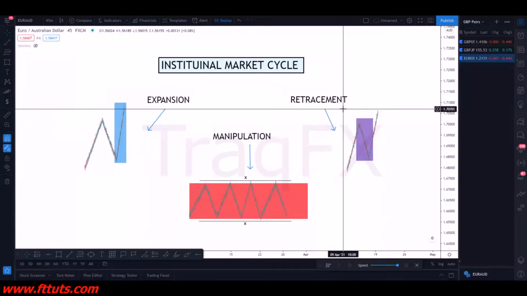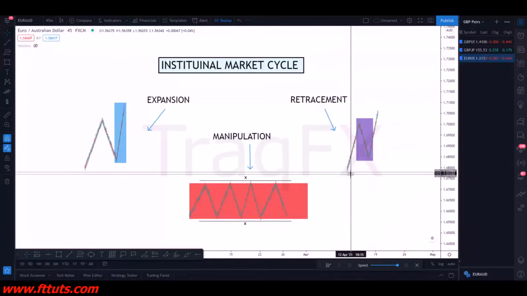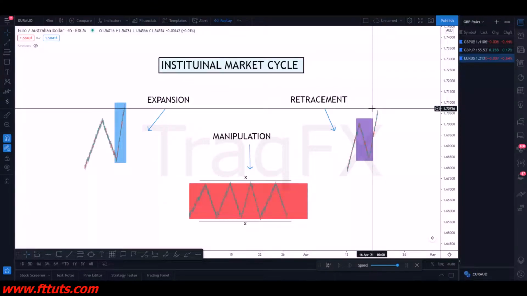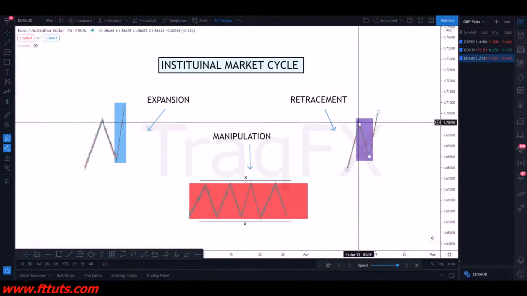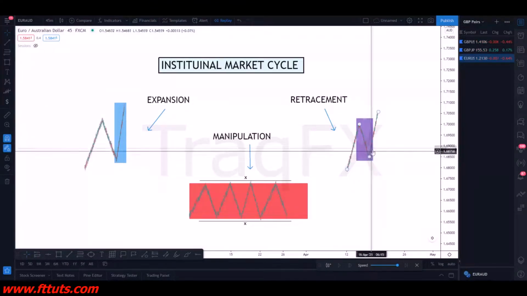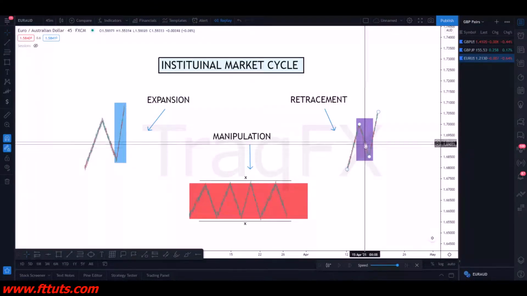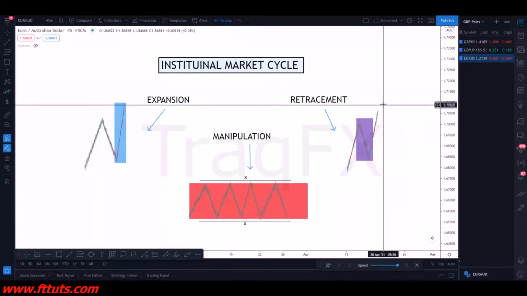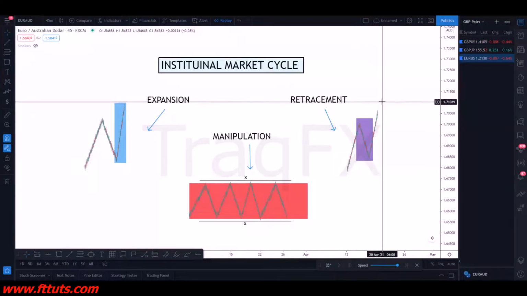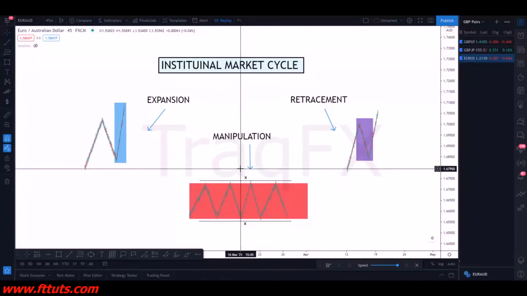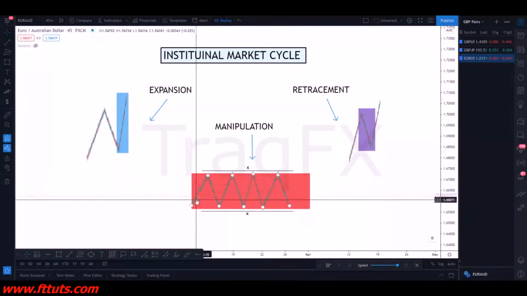Now, the retracement, which is the second cycle, is when the market is creating higher highs, higher lows, or lower lows, lower highs, and the market retraces before making that major expansion move up. So this is basically just a pullback phase where the market pulls back and then pushes up and follows it up with an expansion.